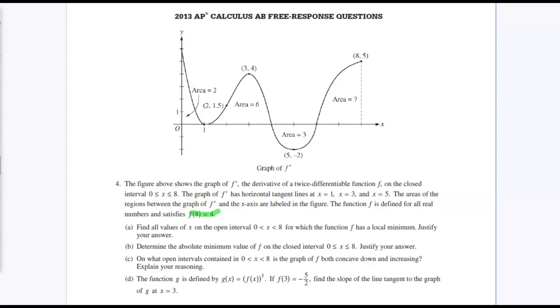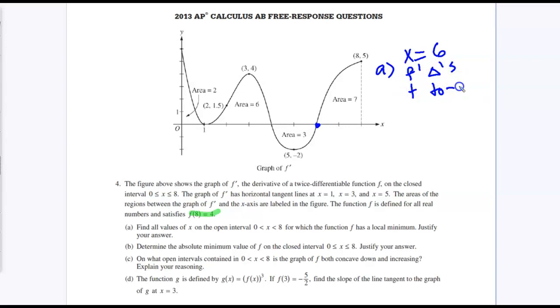So right away, I should be cluing in the fundamental theorem of calculus is probably going to be used here somewhere, because I have the graph of f prime and they're giving me a value on the function. So question A says find all x values on the open interval for which the function has a local min. Well, local min for part A is just going to be where the derivative changes from negative to positive, and there's only one place where that happens, and that's going to be right here at x equals 6. And the justification is going to be that is where f prime changes from negative to positive.